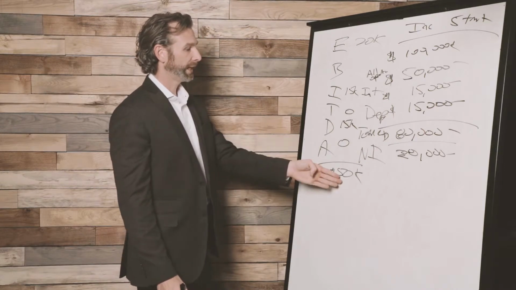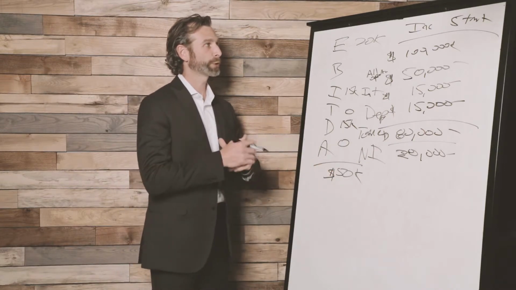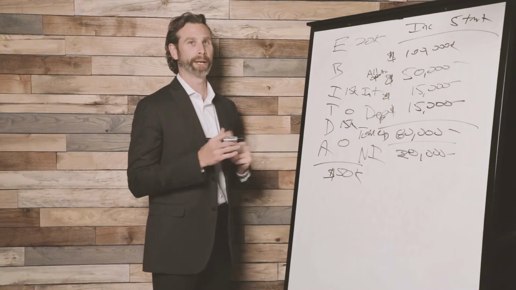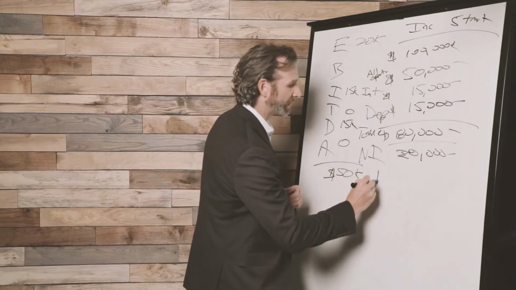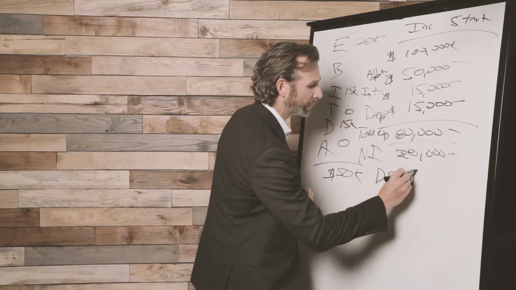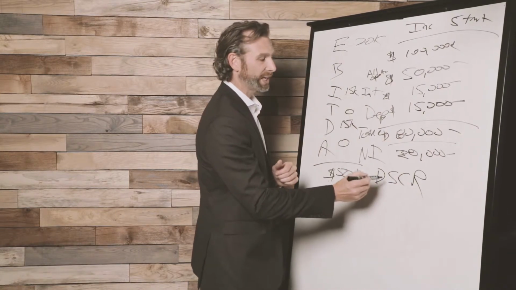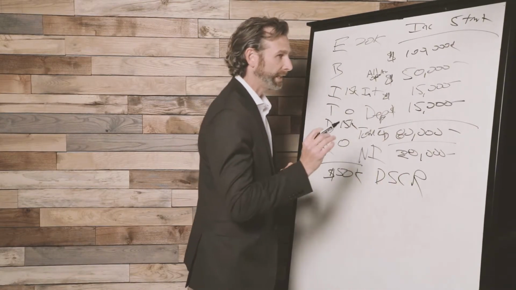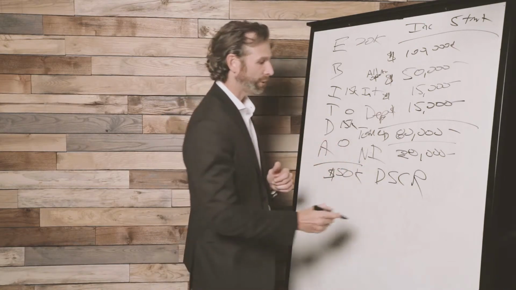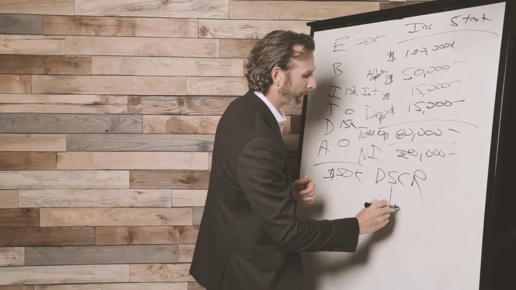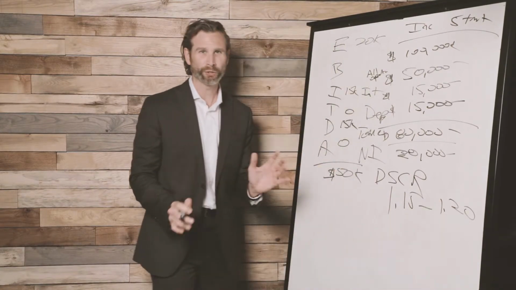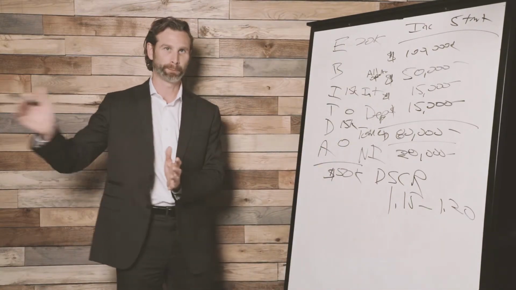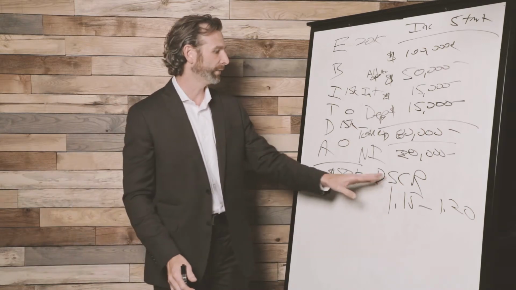We're going to take this 50K and look at, say for example, I was in a situation where I wanted to borrow money. One of the things that banks look at is what's called your debt service coverage ratio, DSCR, that's what they call it. And a healthy debt service coverage ratio is somewhere in the neighborhood of about 1.15 to 1.20.